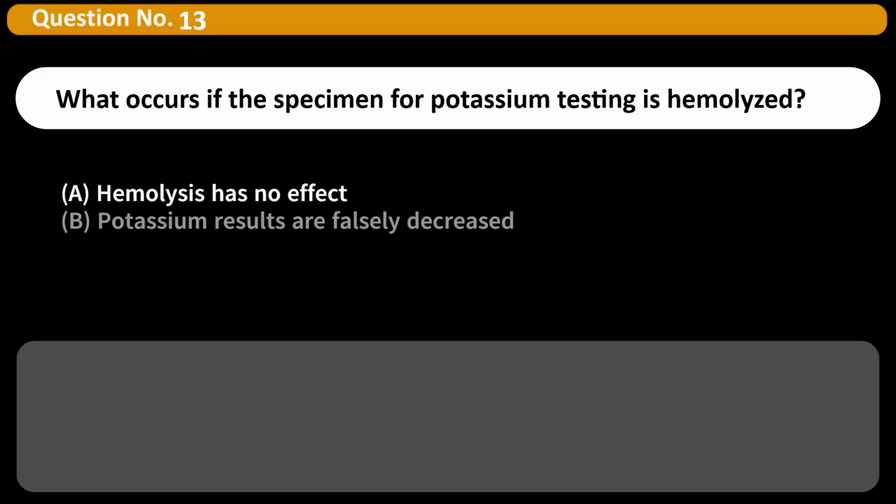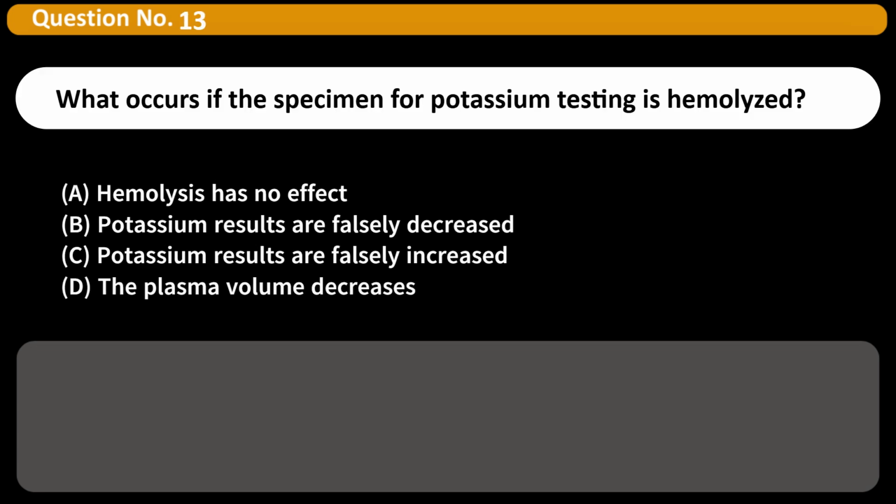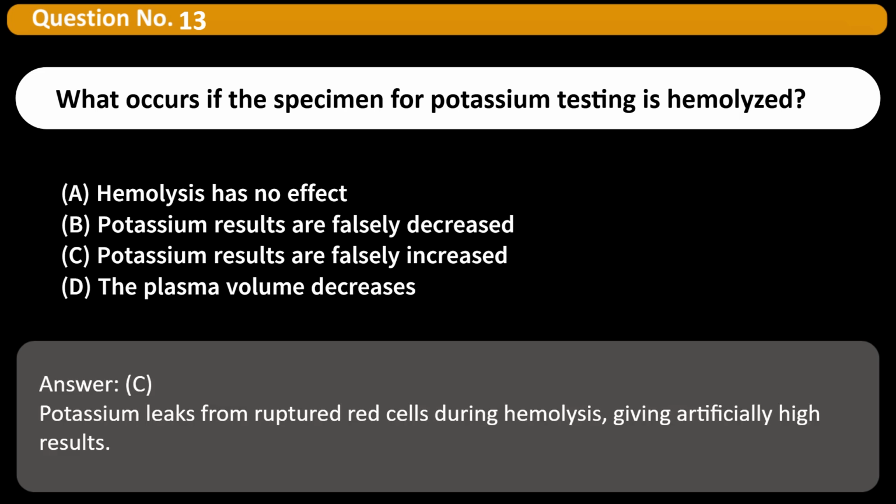What occurs if the specimen for potassium testing is hemolyzed? A. Hemolysis has no effect. B. Potassium results are falsely decreased. C. Potassium results are falsely increased. D. The plasma volume decreases. Answer C. Potassium leaks from ruptured red cells during hemolysis, giving artificially high results.